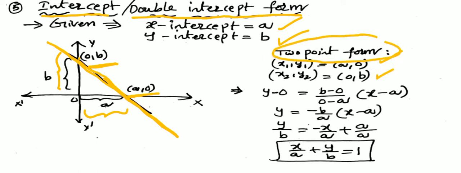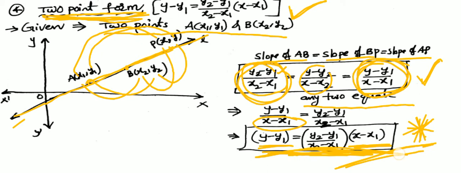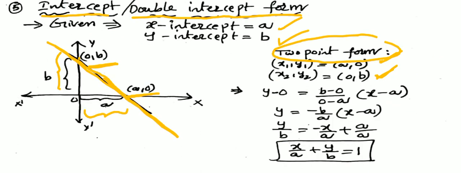Apply the two-point form. Why? Because we have two points, we can apply the two-point form to get the equation. Y minus y1 is equal to (y2 minus y1) by (x2 minus x1) into (x minus x1). Apply here. So y minus y1: y minus 0, by y2 minus y1. y2 is B, y1 is 0, so B minus 0. Denominator x2 minus x1: x2 is 0, x1 is A, so 0 minus A. Into x minus x1, x1 is A, so x minus A. So finally, y minus 0 means y will come. Here B by minus A, so I am writing minus B by A into x minus A.